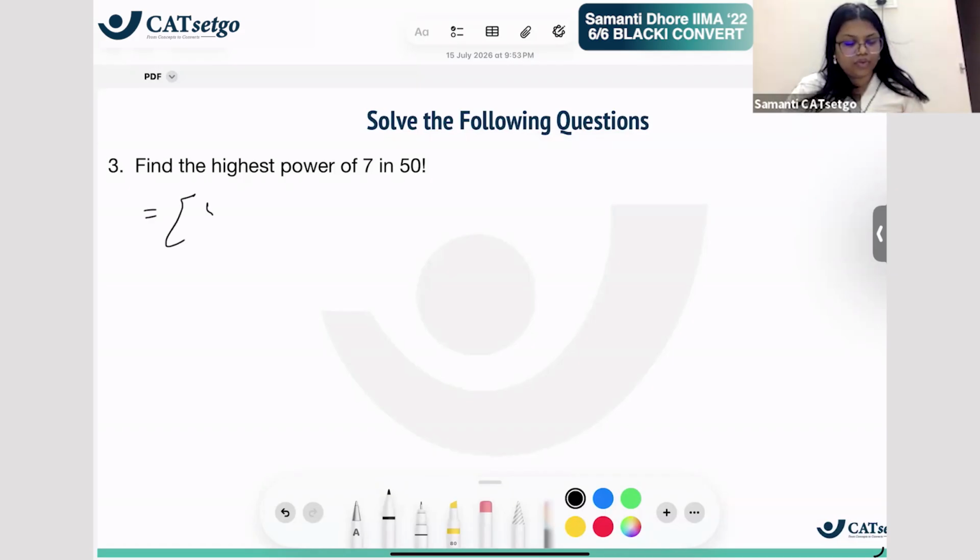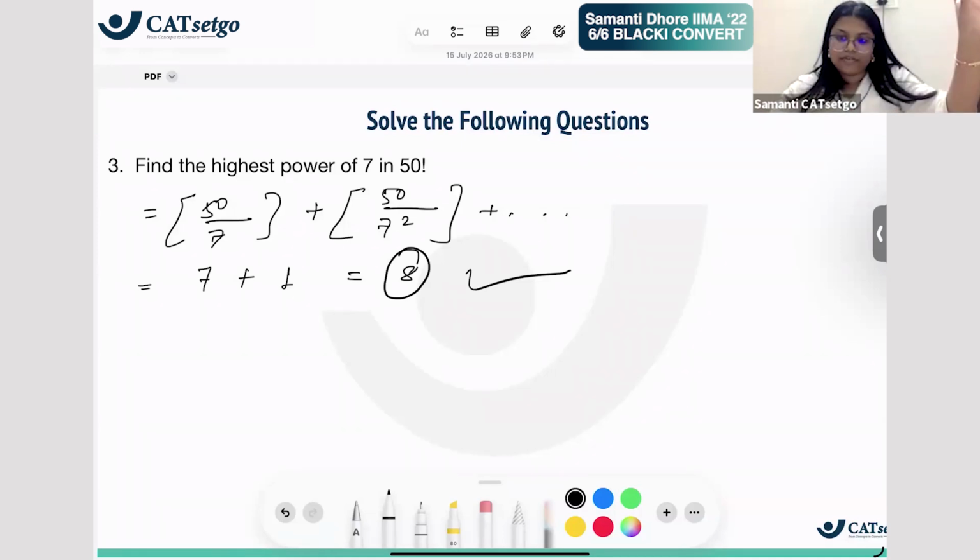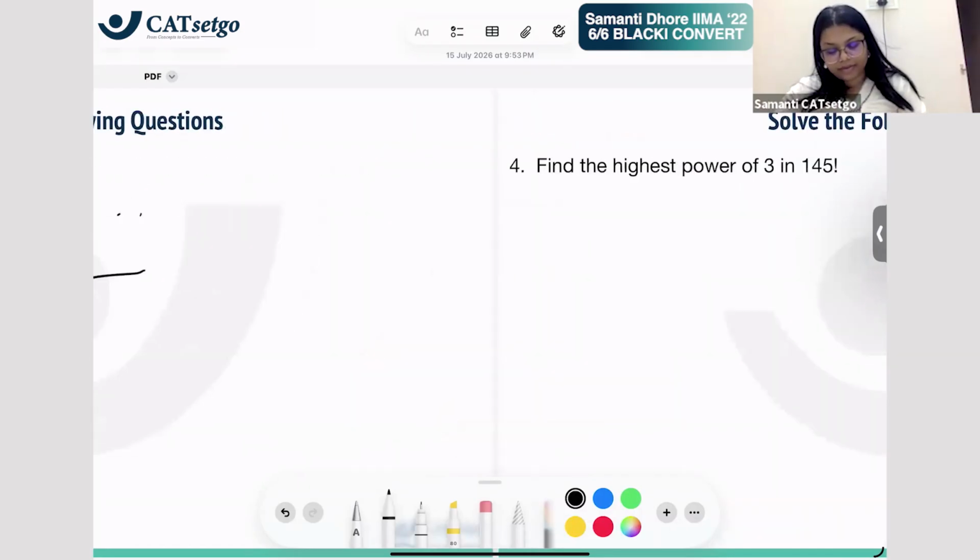Yes. How do you do it? You do 50 divided by 7 plus 50 divided by 7 squared, it only goes up to there. Right? This is 7s are and this is 1s are. So total answer is 8. The highest power of 7 in 50 factorial is 8. Everybody is getting it? Nobody has confusion, right? Anybody has a confusion, ask me now. Everybody is getting it. Okay, perfect.